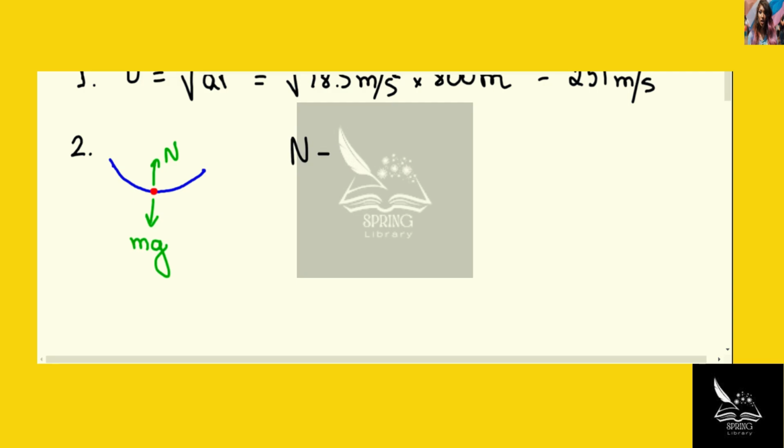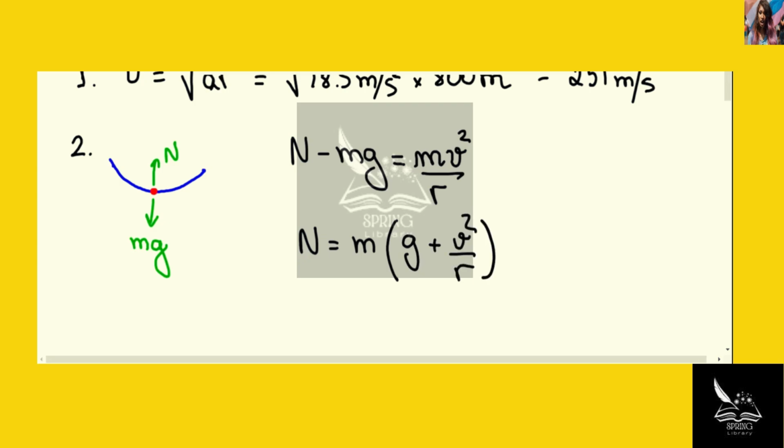So we have that N minus mg, according to Newton's second law, is equal to the mass of the person times the acceleration. And the acceleration is v squared over r. And our goal is to find N. So I'm going to isolate N here. So we have N is equal to m times g plus v squared over r.